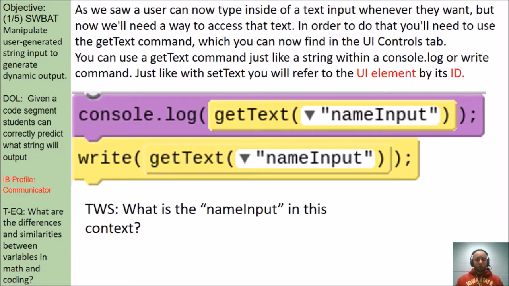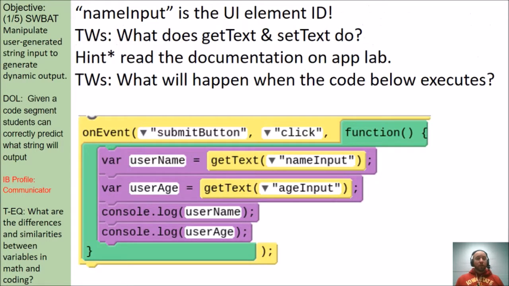So here's that same code again. My think, write, share on this slide is, what is the name input in this context? So I'm asking you to tell me whether it's an integer, a string, is it an ID, is it a function, is it a variable, which one of those things is it? So a quick follow-up think, write, share, what does getText and setText do?